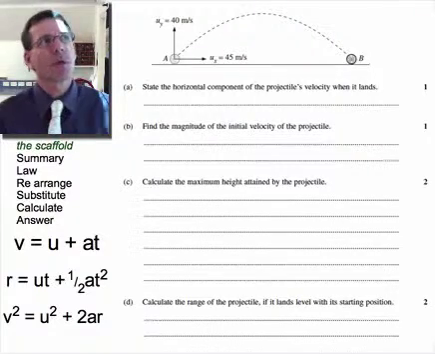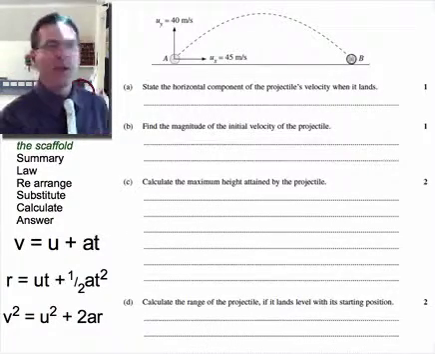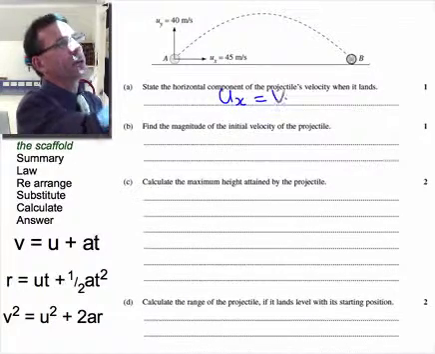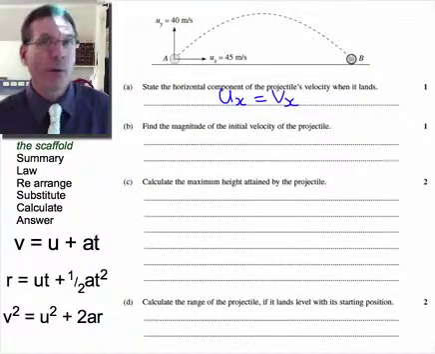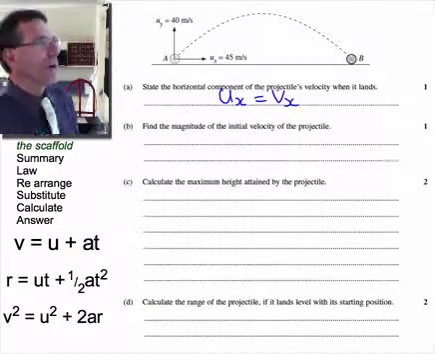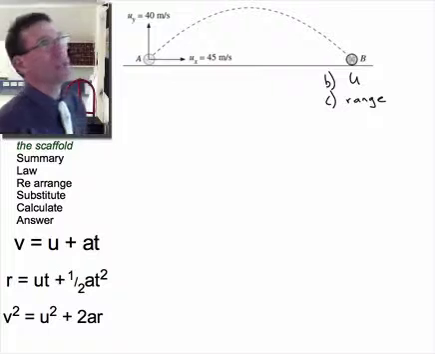What's the horizontal component of the velocity of the projectile when it lands? Well, ux equals vx. In other words, the horizontal component, ignoring drag, and we always ignore drag, is unchanged. Okay, so let's go and have a look at the two second parts of this.